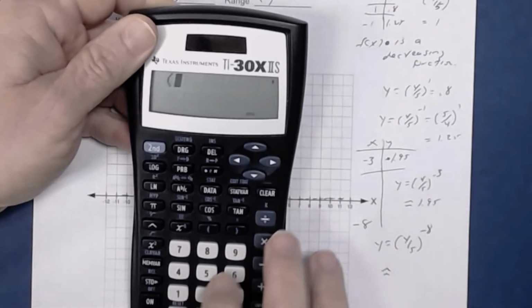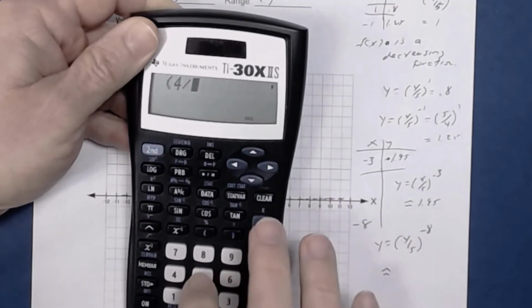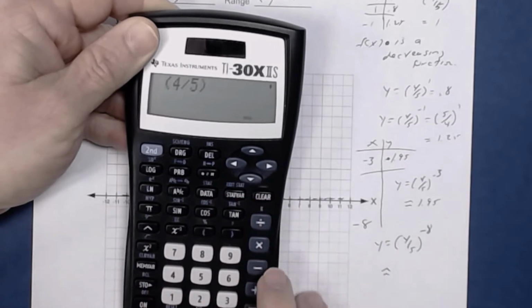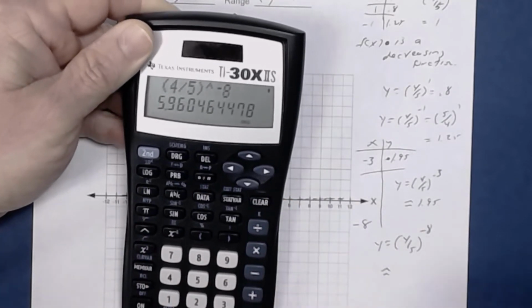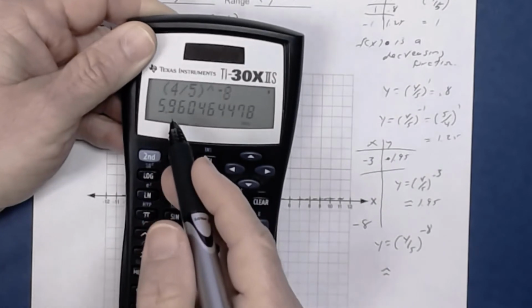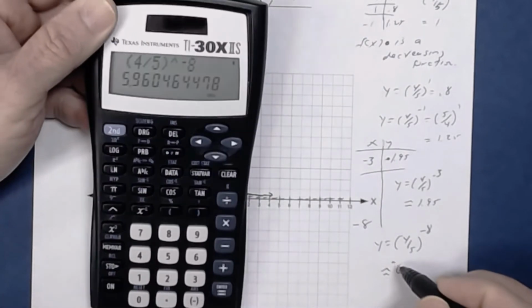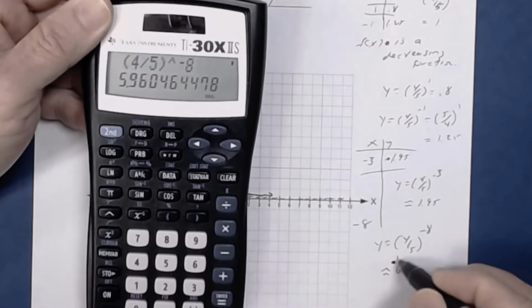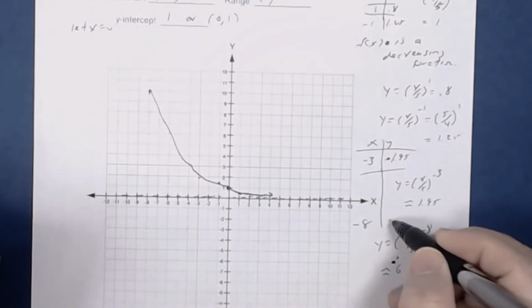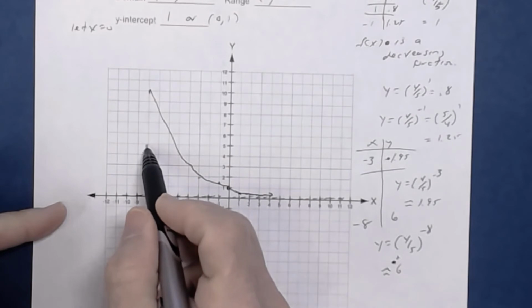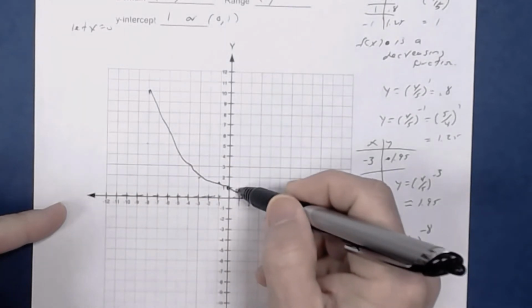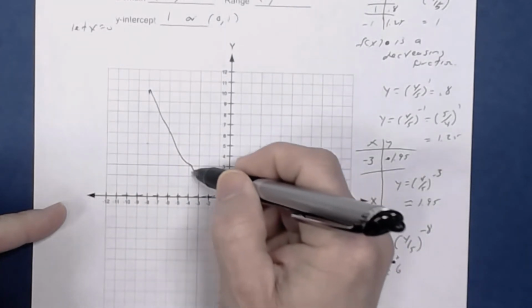Using your calculator, 4 divided by 5 raised to the negative 8, equal, approximately 6, positive 6, right? So negative 8, positive 6. I kind of went a little bit further, didn't I? Okay, so it should have been here. So the graph should have done something like this, right?